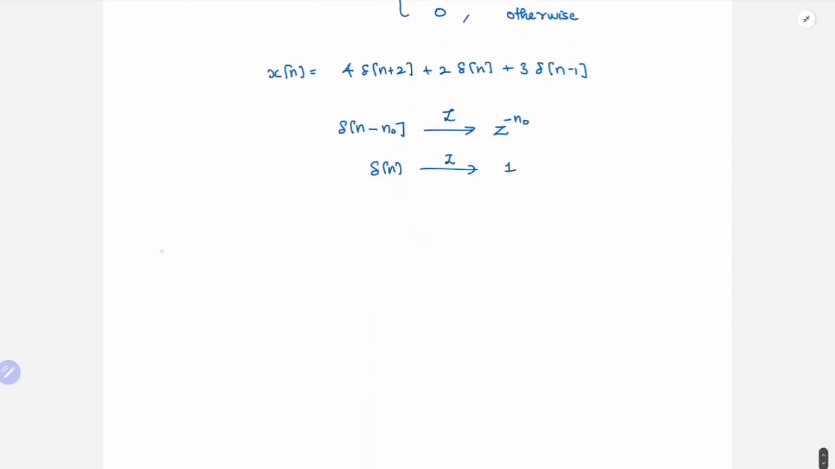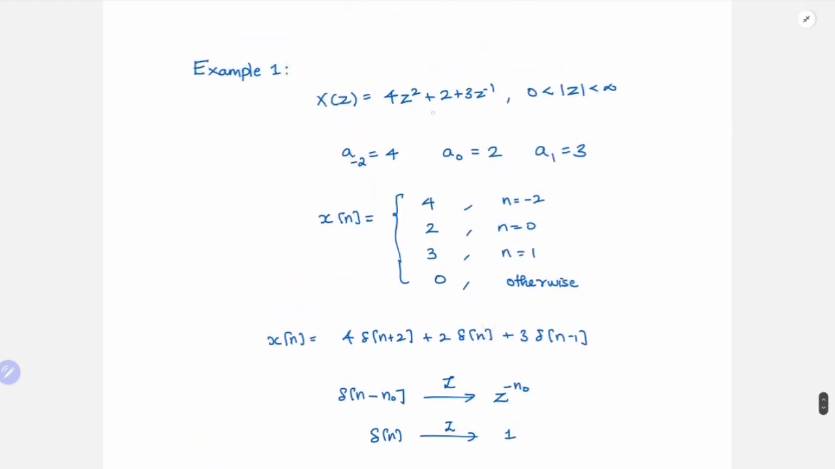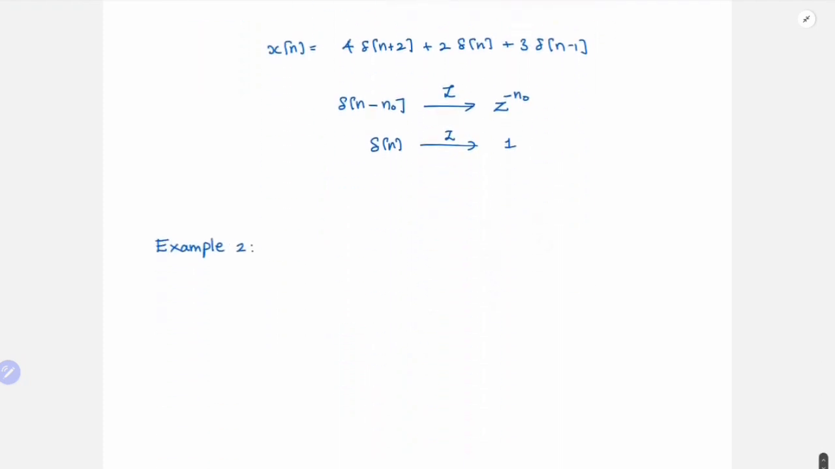So let's see some other example also. Not every time will you get this easy form. Sometimes you'll also get some difficult form. So let us check it for this one. This one we already know the answer, but still we'll try to solve it using this method.